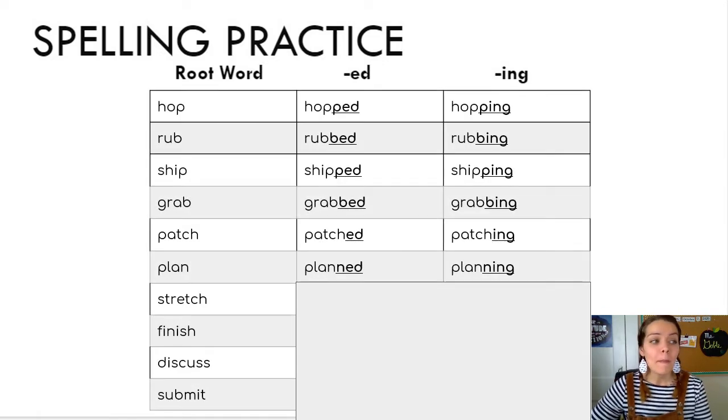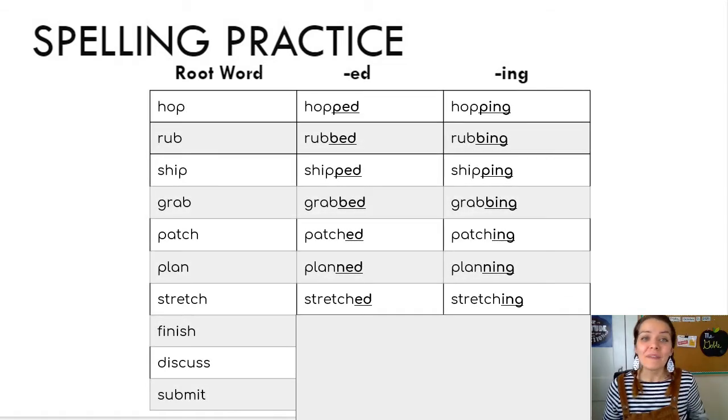Our next word, plan. We go back to doubling the letters because there's only one consonant at the end of plan, just the N. So we need to double it. So when we type planned, we type P-L-A-N-N-E-D. When we type planning, we type P-L-A-N-N-I-N-G. Planning. That's the present tense.